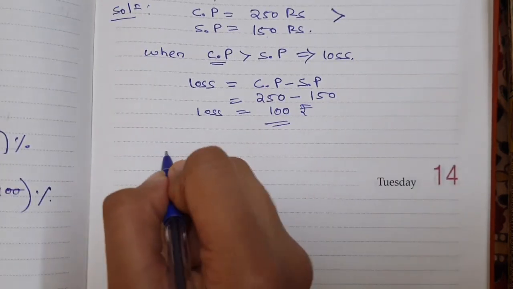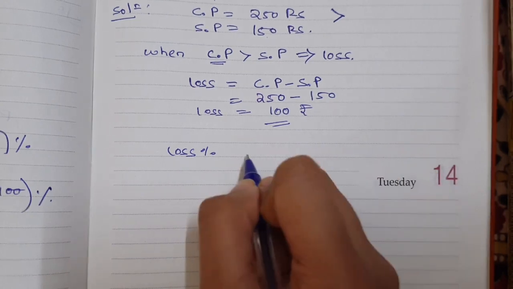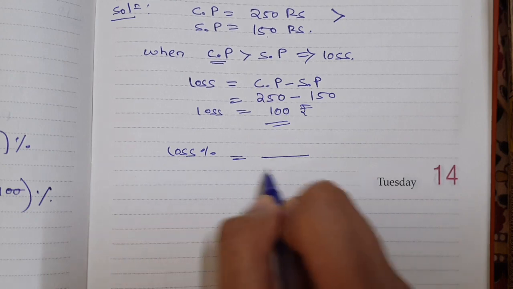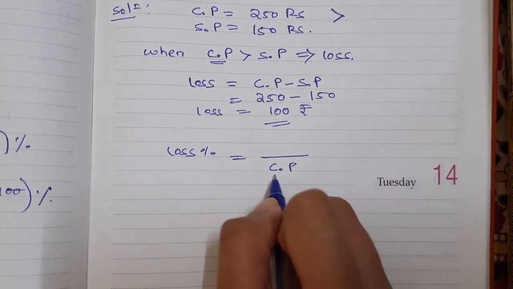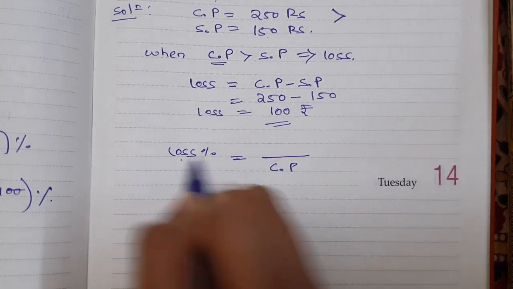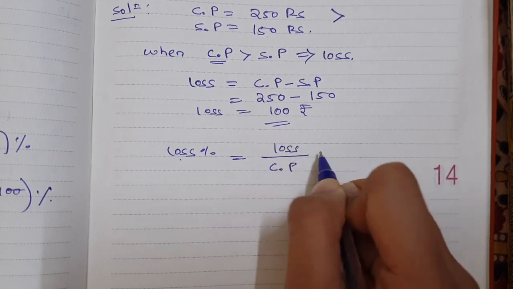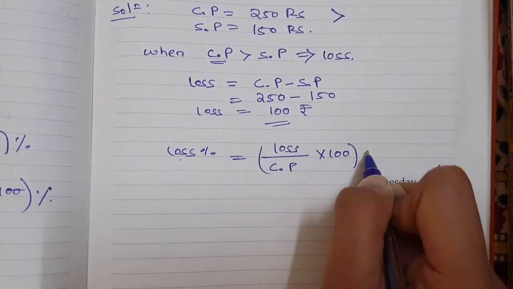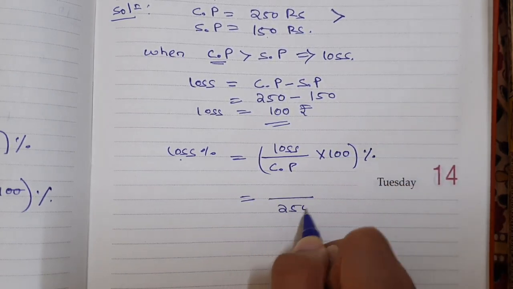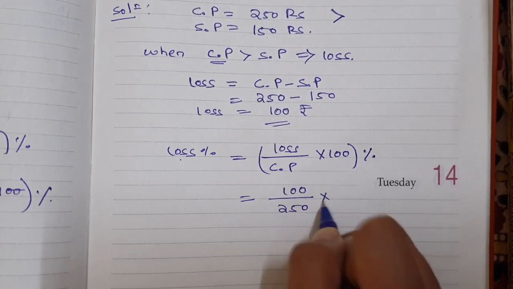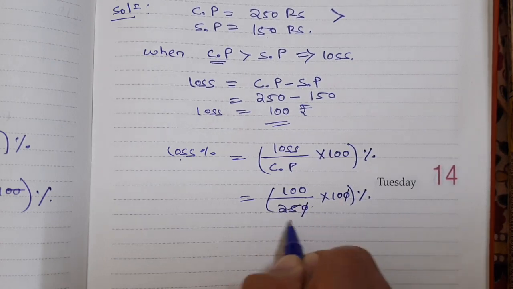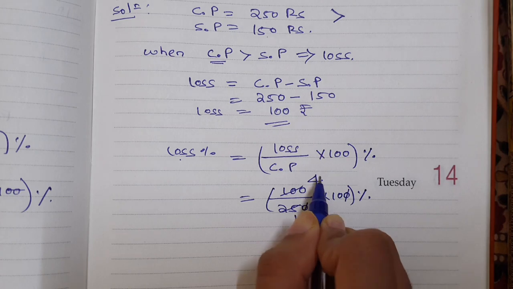Now we have to find the loss percentage. Loss percentage is equal to, as I said earlier, irrespective of loss or profit, we have to write the cost price in the denominator. In the numerator, since we are finding the loss percentage, write loss. Then multiply this with 100 and put a percentage symbol. Now, cost price is 250. Loss is 100 rupees. Multiply this with 100 and put a percentage symbol. This 0 got cancelled. 25 ones are 25, 25 fours are 100.